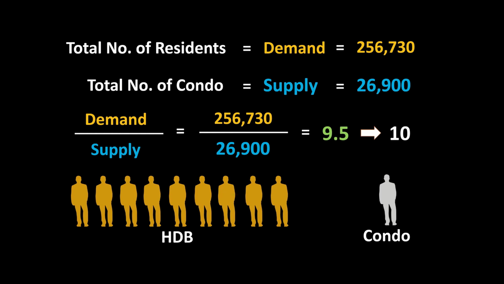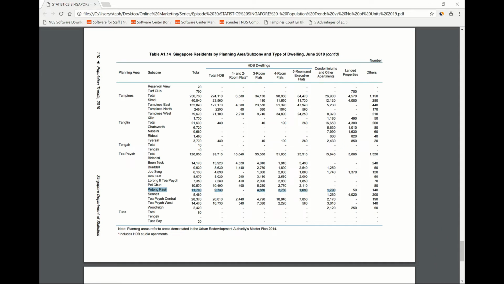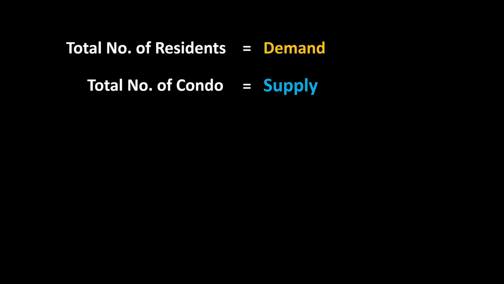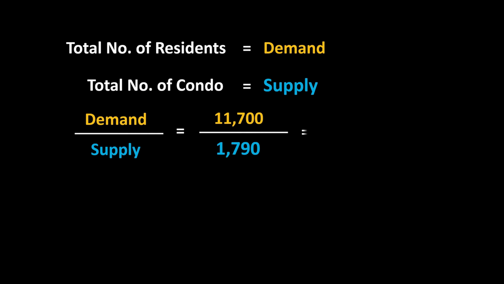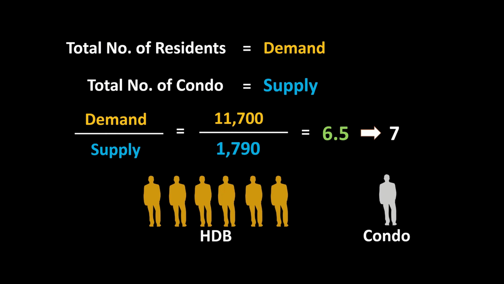Let's look at another example. This time, I'm looking into a sub-zone. Potong Pasir. The total number of residents is 11,700 and the total units of condo is 1,790. After dividing the numbers, I get 6.5. So I round up to 7. Meaning that for every 7 persons in Potong Pasir, there is one staying in a private condo.